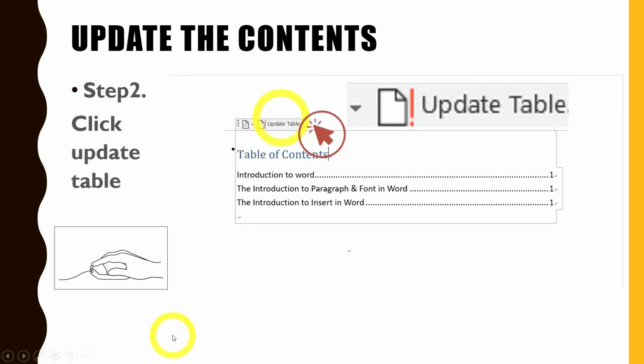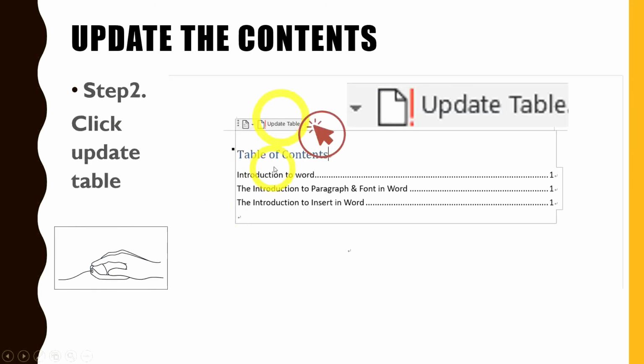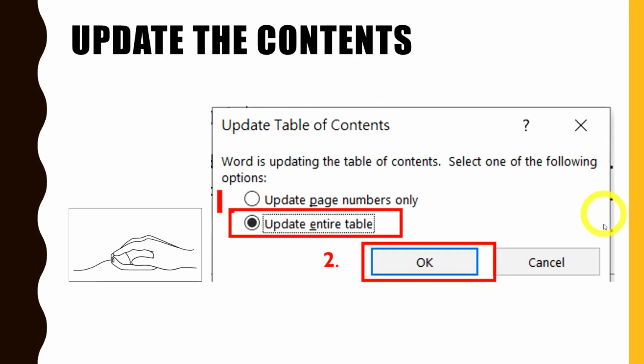Next, I will show you how to update the contents. To update the contents, you need to click the table of contents, and after you click it, you will see a small gray rectangle named Update Table. You need to click Update Table. Step 3. After you click Update Table, you will see this window. First, you click Update Entire Table, and then you click OK.